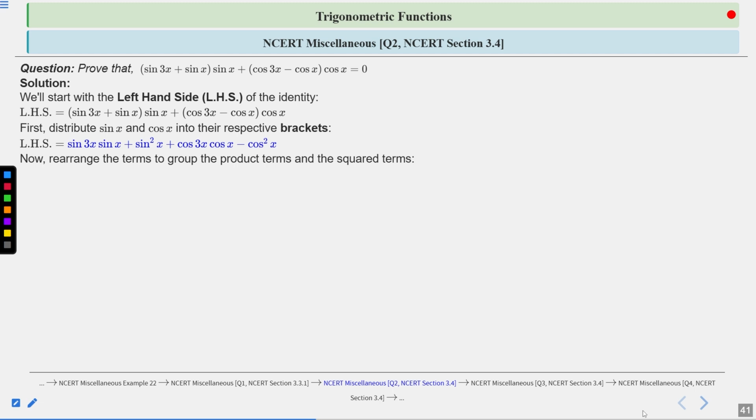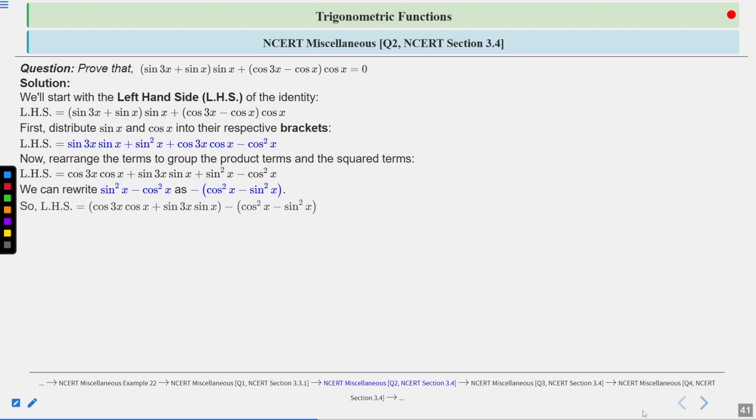Now rearranging the terms to group the product terms and the squared terms, we get LHS is equal to cos 3x into cos x plus sin 3x into sin x plus sin square x minus cos square x, right? Now we can rewrite sin square x minus cos square x as minus of cos square x minus sin square x. So LHS will be equal to cos 3x into cos x plus sin 3x into sin x minus of cos square x minus sin square x, right?